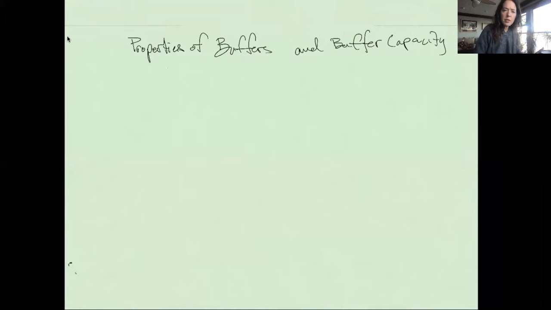Okay, properties of buffers and buffer capacity. Basically, what does a buffer contain? It contains a weak acid and the conjugate base, or a weak base and the conjugate acid. Oh, that would be a B.